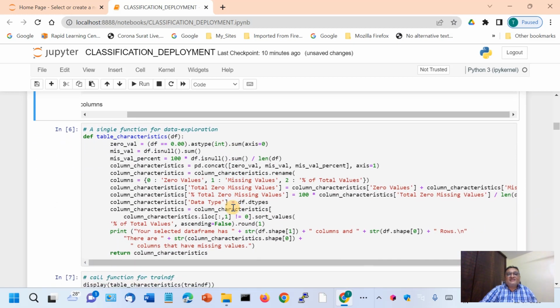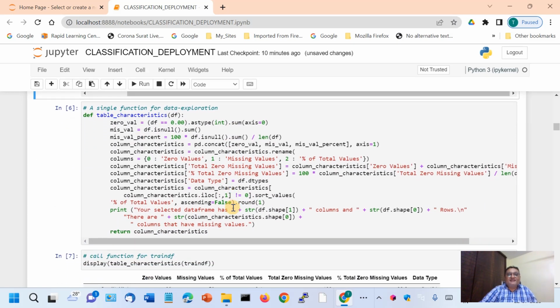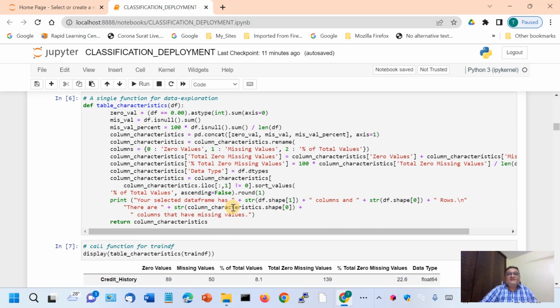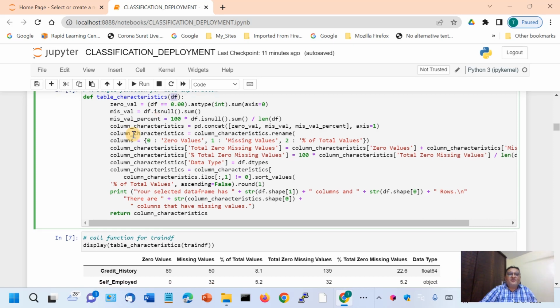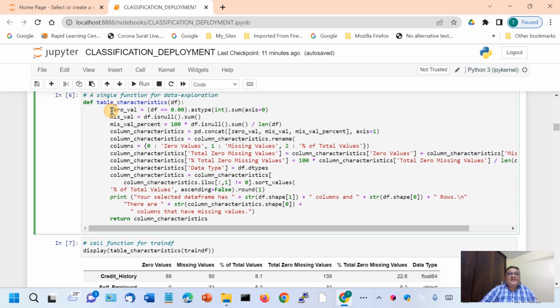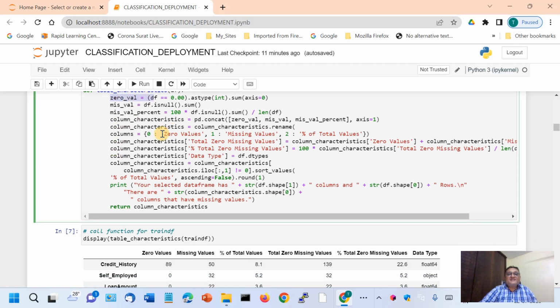Now, data exploration can be done by the pandas profiler that we have already seen earlier in one line of code only. But this time we have made one such function. What this function accomplishes is, this is the name of the function, table characteristics, and it takes the entire pandas data frame as an argument, and then it finds columns one by one. One column is how many zero values are there in the entire data frame.